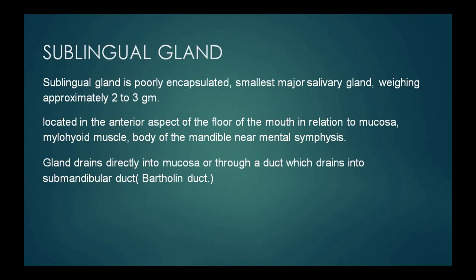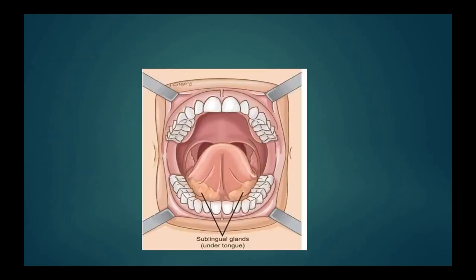Now the third largest major gland is the sublingual gland, which is poorly encapsulated, the smallest major salivary gland, weighing approximately 2 to 3 gram. It is located in the anterior aspect of the floor of the mouth in relation to mucosa, mylohyoid muscle, and body of the mandible, near the mental symphysis. The gland drains directly into the mucosa or through a duct which drains into the submandibular duct, and this duct is known as Bartholin duct. These are the sublingual glands which are seen in the floor of the mouth under the tongue.